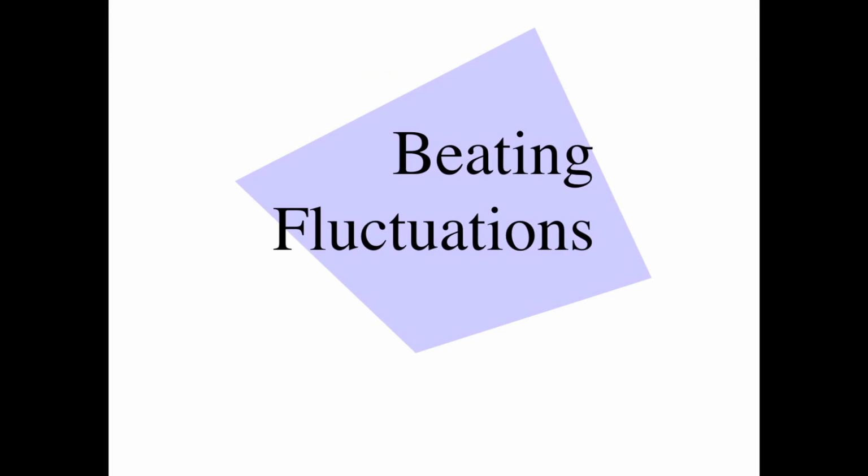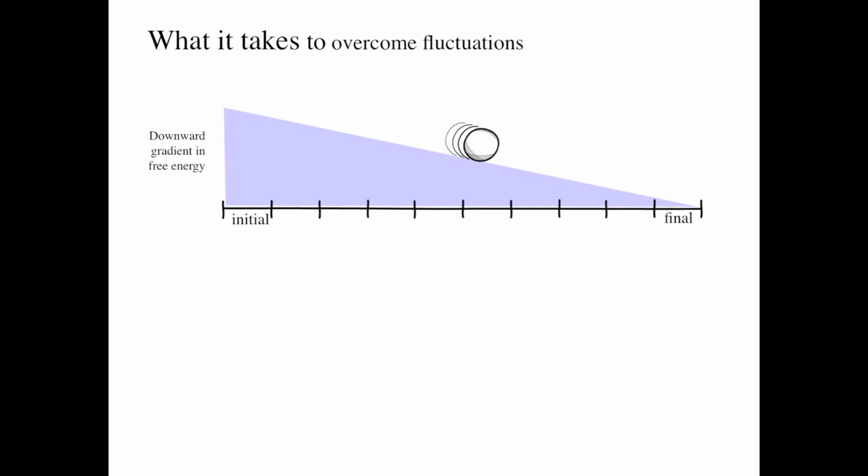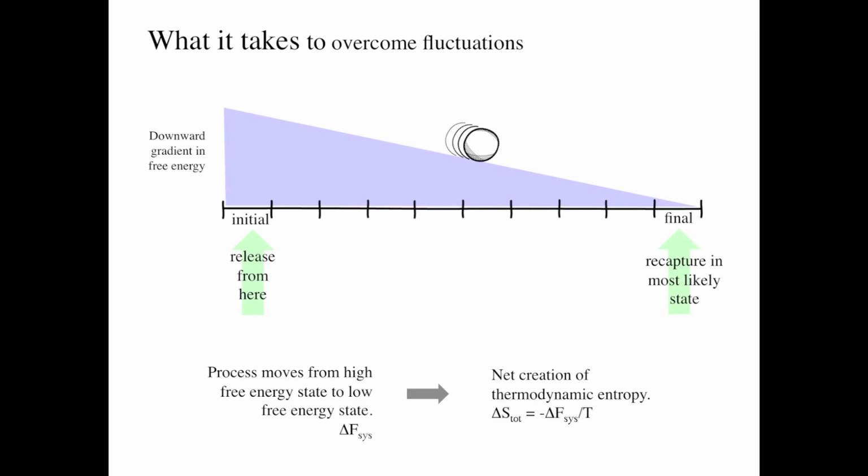Can we overcome fluctuations and bring processes to completion? Yes, but the cost is that we must create thermodynamic entropy by introducing thermodynamic irreversibilities. Let's calculate how much entropy we need to create. We overcome fluctuations by introducing a negative gradient in free energy over the process. We release the system in its initial state. We recapture it here in its most likely state. During the process, the free energy of the system changes by delta F. From it, using standard thermodynamic relations, we can calculate the net creation of thermodynamic entropy overall as the negative of that free energy change divided by temperature.